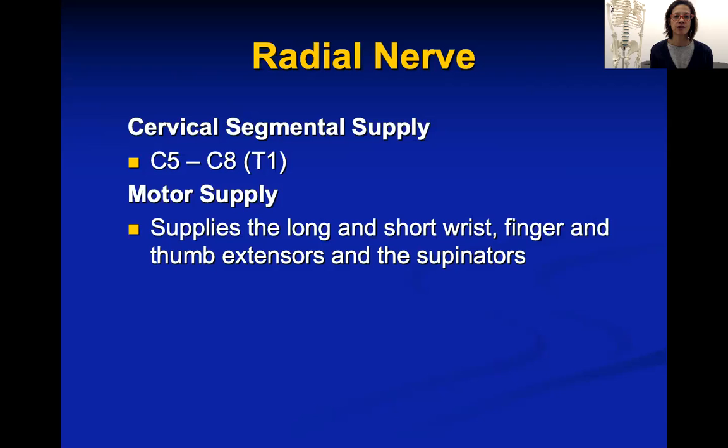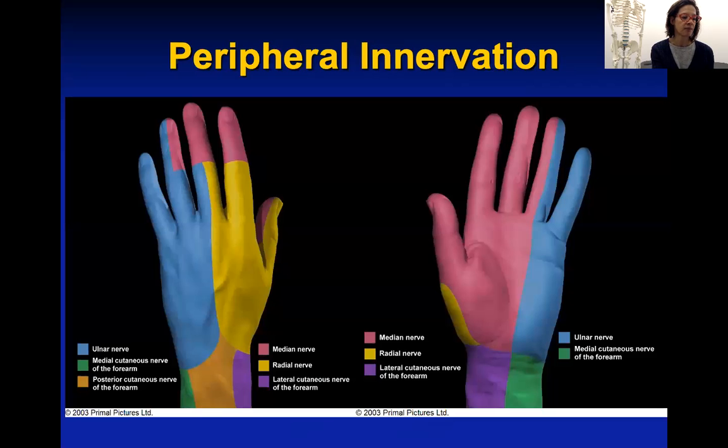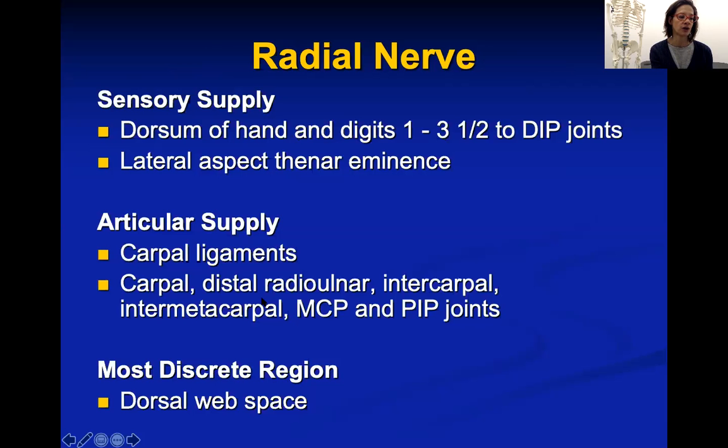The radial nerve, the cervical segmental supply, is C5 to C8 with a little bit of T1. The motor supply supplies the long and the short wrist, finger, and thumb extensors, because of course on the extensor side, and the supinators. And again, as we said, it does not go over the tips of the fingers. It stays more here in the web space, which is often a notable spot for the radial nerve. So the dorsum of the hand and digits 1 to 3.5 to the DIP joints.